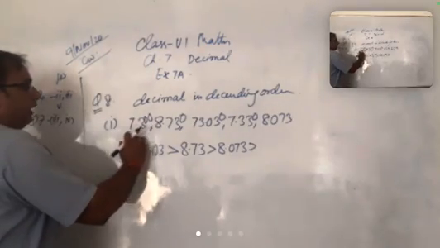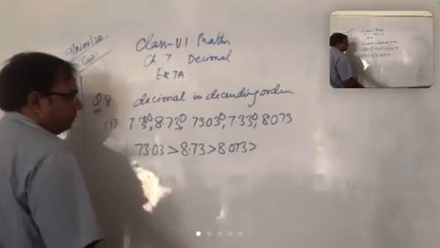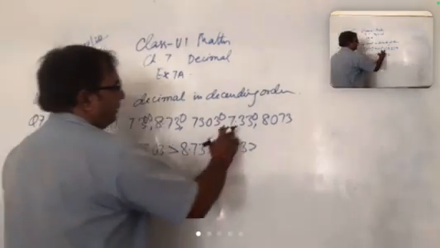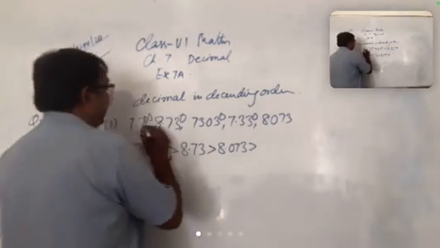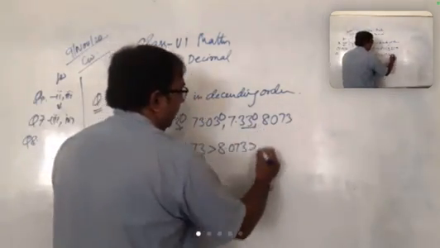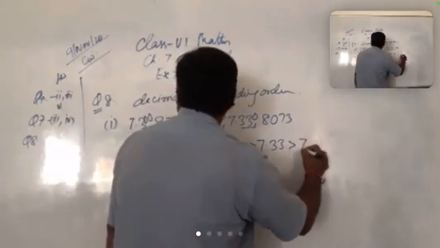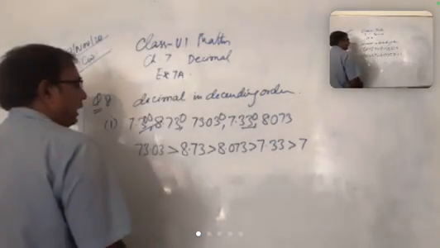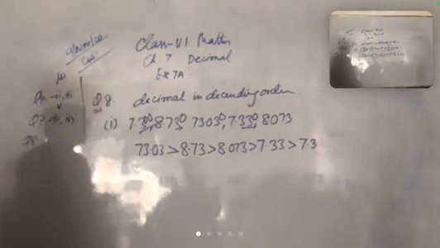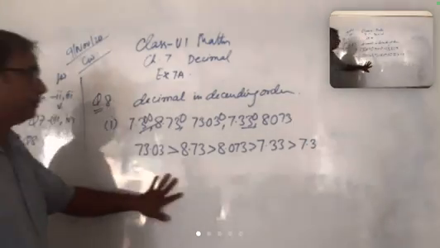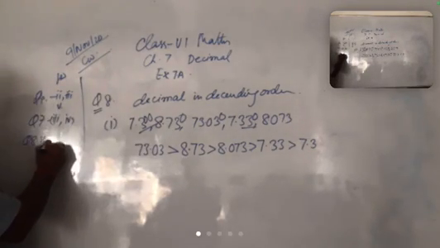Now we have to check 7.300 and 7.330. Which one is big and which one is small? So 7.330 is bigger than 7.300 because here is 300 and this is 330. So the number comes 7.33. At the last 7.3. Clear everyone? I hope everyone does the rest of the parts on their own.